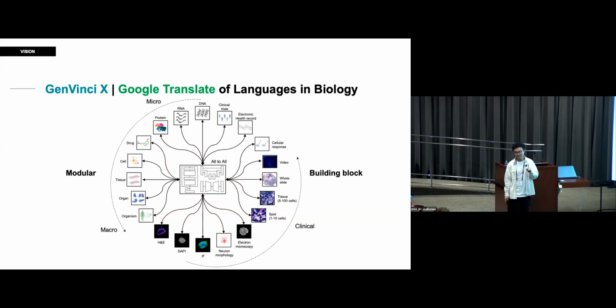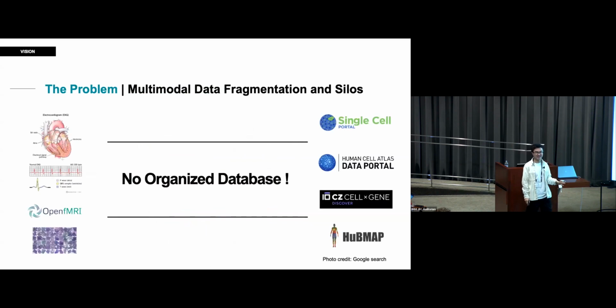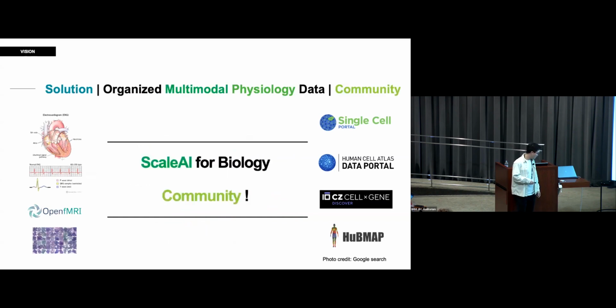But there's one problem. There's just no database that enables us to do this. So that's why I think this is worth a conversation, especially for this audience: how can we talk about some community effort to build this, organizing human knowledge across the different modalities, so that you can have an AlphaFold moment for different kinds of data modalities, or maybe something like a Scale AI for biology.